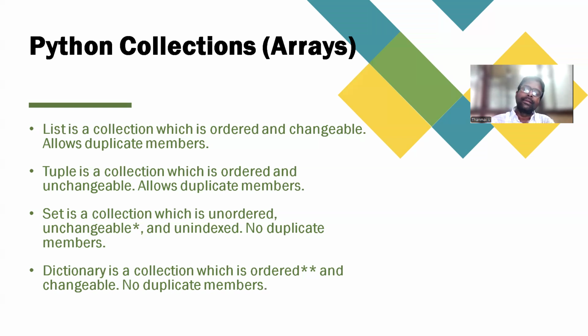Hope you understand. The fourth one is called a dictionary. A dictionary is a collection which is ordered. All the elements in a dictionary are in a particular order, same as your list and your tuple. Same as the list, in a dictionary you can change the elements and update the values. And same as a set, a dictionary will not allow duplicate members.